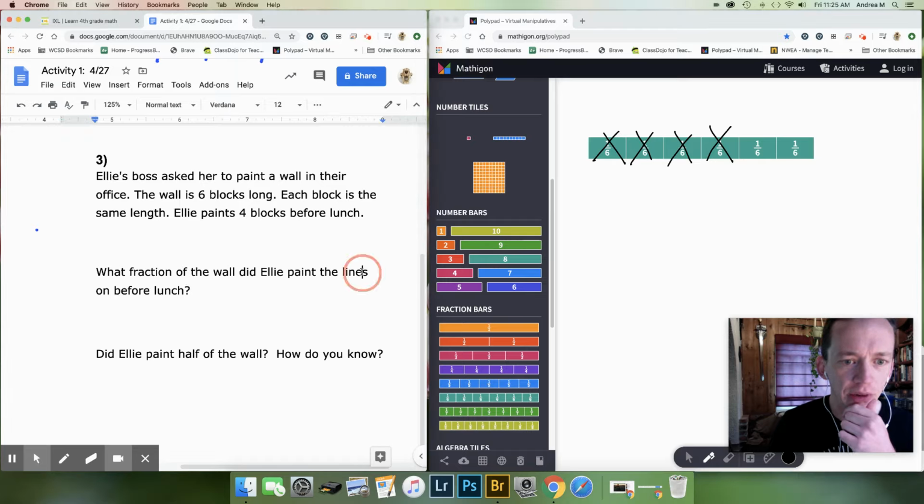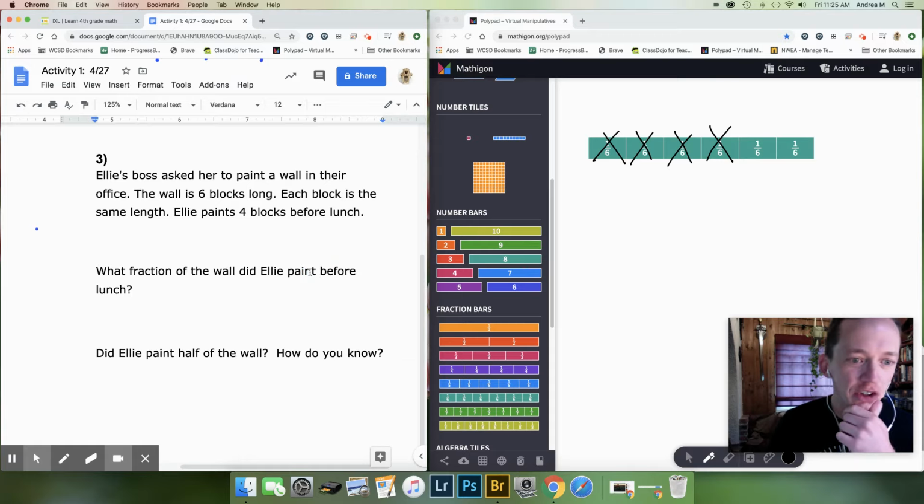What fraction of the wall did Ellie paint before lunch? I need to fix that typo. I'm going to fix that right now. What fraction of the wall did Ellie paint before lunch? Fixed right there. You get to see me do it. All right, what fraction of the wall did Ellie paint before lunch?